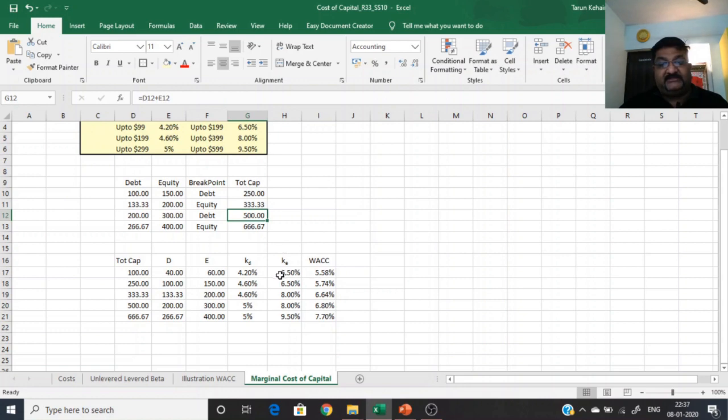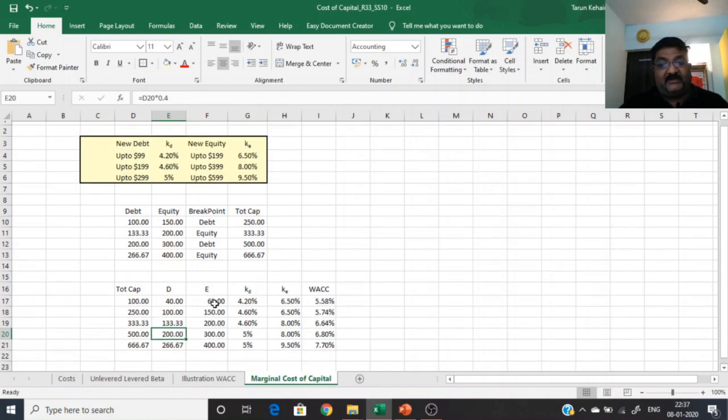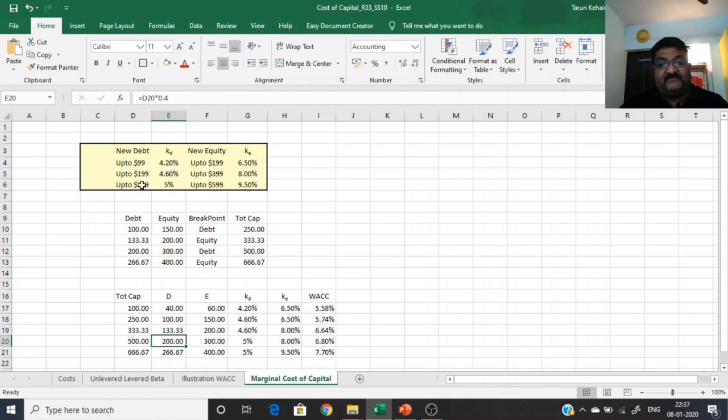Next break point is at $500 of total capital structure divided into $200 of debt and $300 of equity. Now the moment you have $200 of debt, you have finally reached the last level of the cost of debt, and the cost of debt applicable to you will be 5%. $300 of equity will still remain at 8%, and then you have got a higher marginal cost of capital with the increased borrowing of 6.8%.